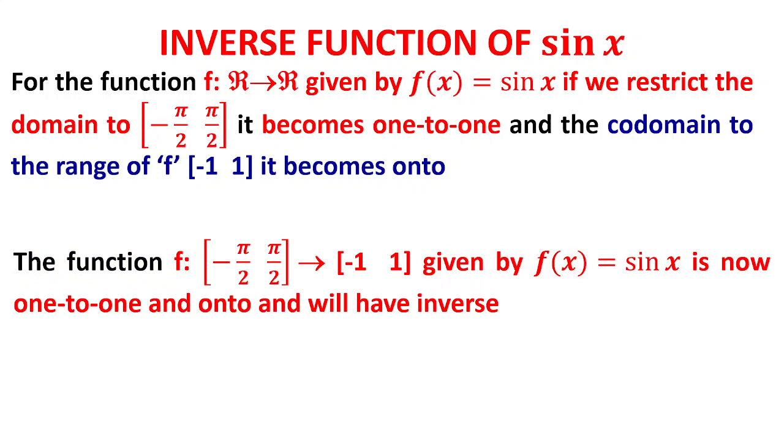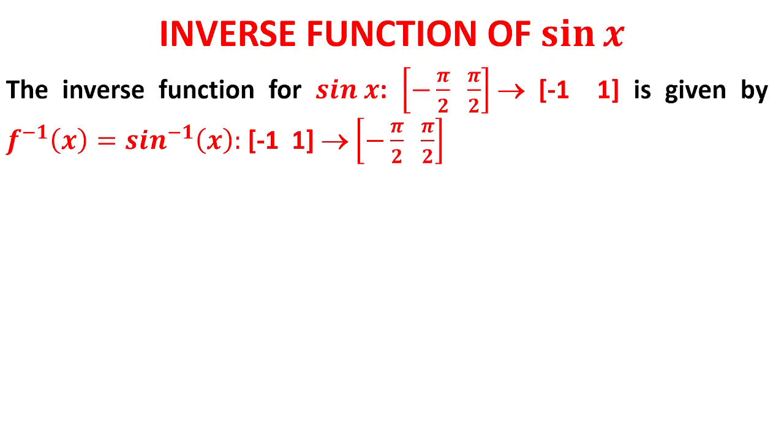Therefore, the function f from minus pi by 2 to pi by 2 to -1 to 1 given by f of x equal to sin x is now one-one and onto, and automatically it will have an inverse as per the condition. And the inverse of sin x from minus pi by 2 to pi by 2 to -1 to 1 is given by f inverse from -1 to 1 to minus pi by 2 to pi by 2.